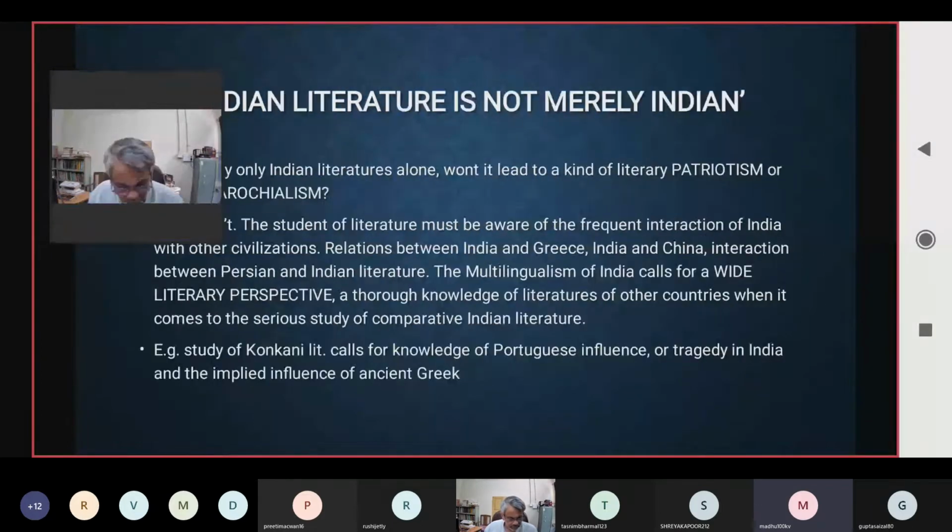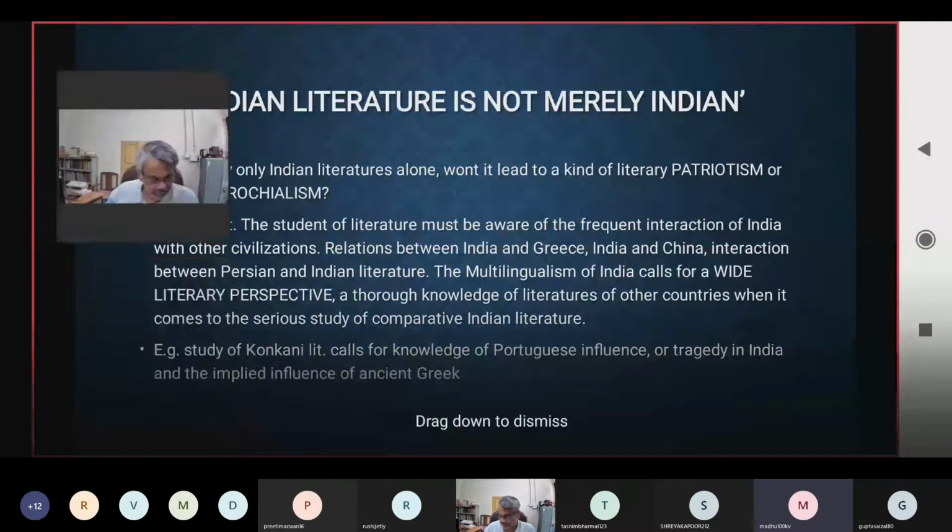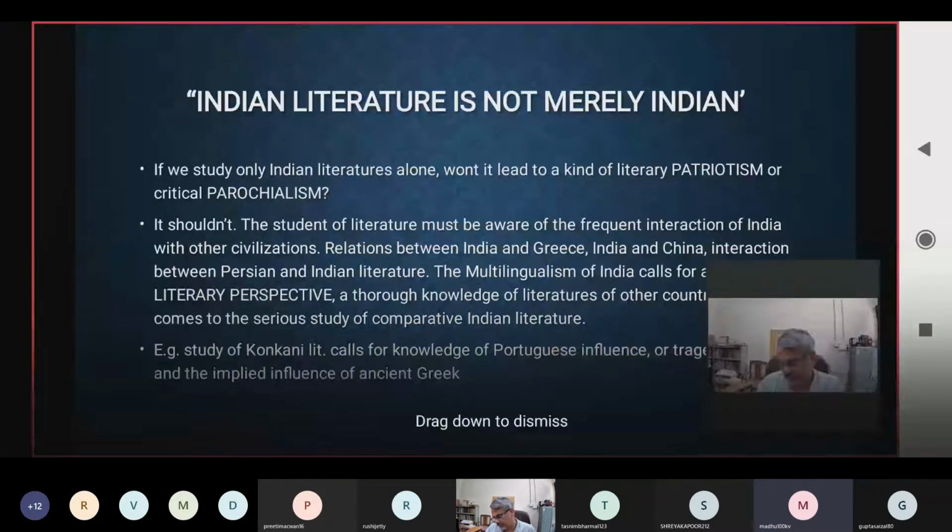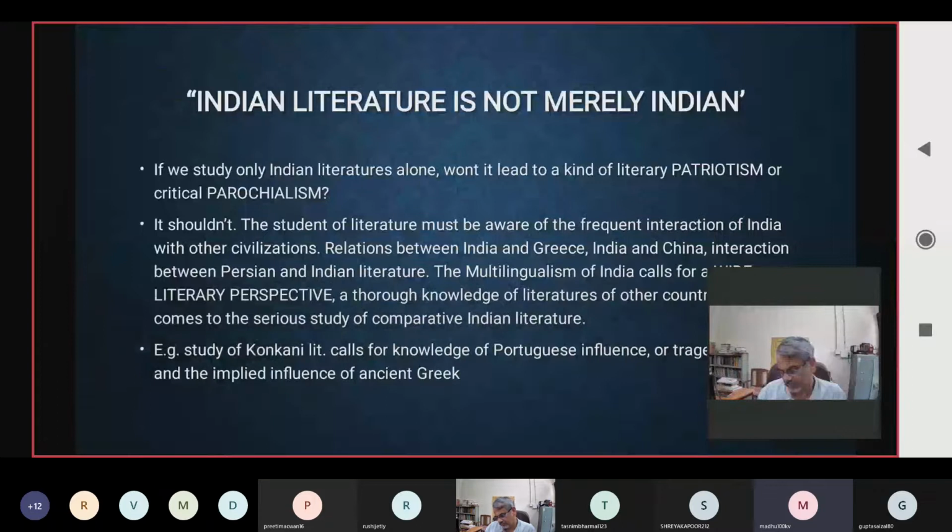We are Indian scholars. And then in the end of the essay, he ends the essay with this line: Indian literature is not merely Indian. There is a question he asks: if we only study Indian literature, won't it lead to a kind of literary patriotism or critical parochialism? Yes, it will, because if we study only our literature, being a multilingual nation, we should understand that a lot of foreign languages have had influence on our languages.